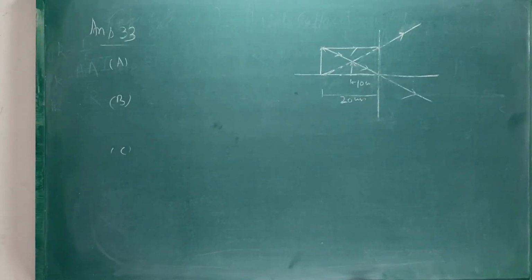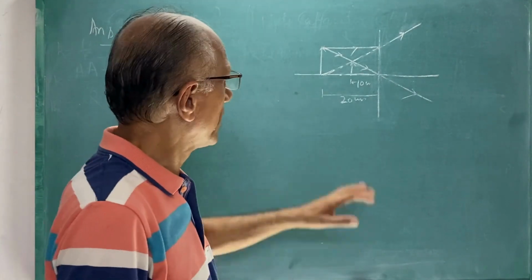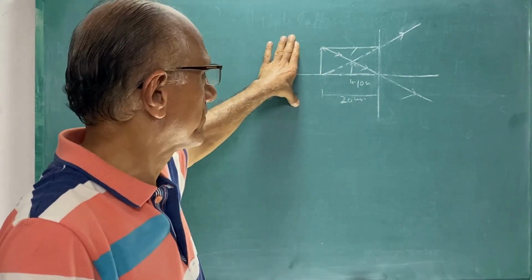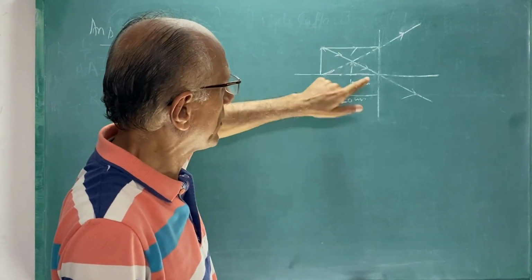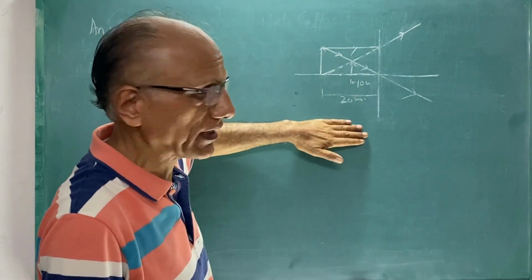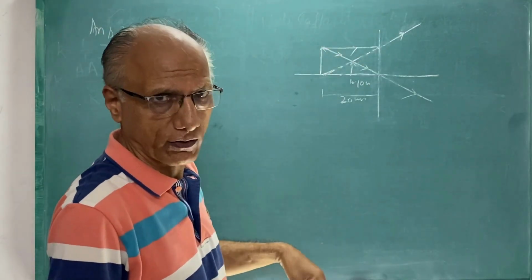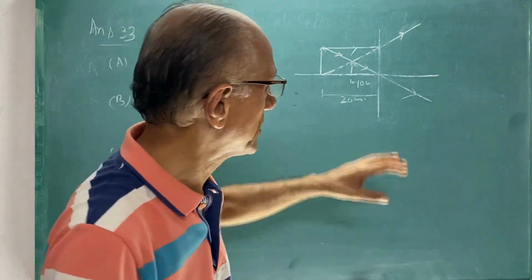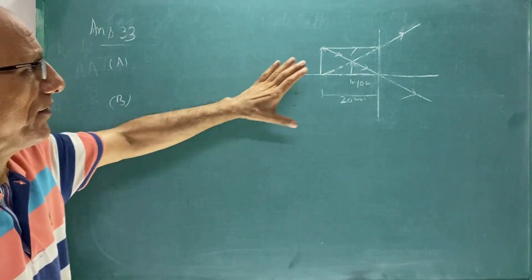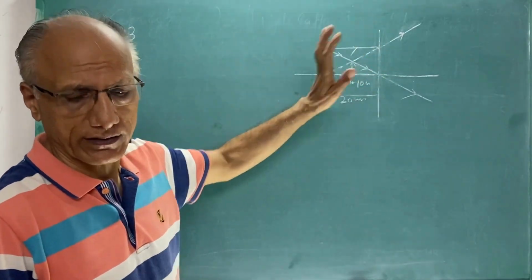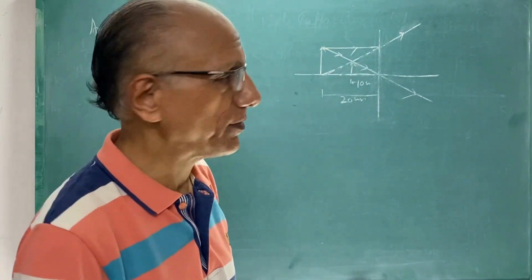Answer 33. So here this diagram is shown here. This is an object. This is the image formed at 10 centimeter. The object is placed at 20 centimeter. Here is some instrument, optical instrument, maybe lens or whatever it is, that we have to identify. So the first A part is identify this instrument. What kind of instrument is this?